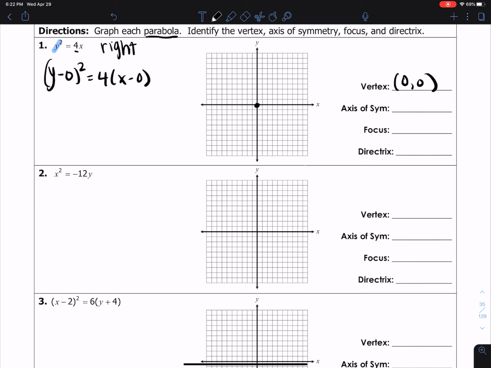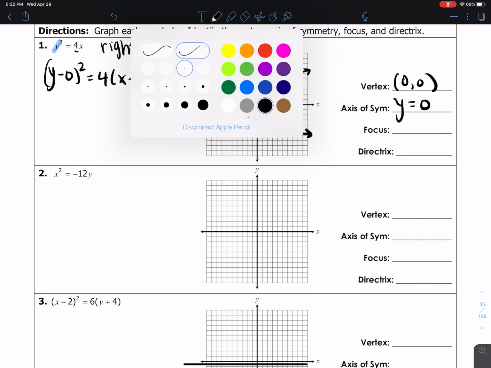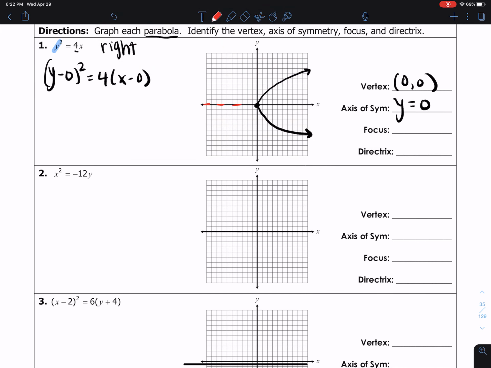So we have the vertex at 0, 0. That means the axis of symmetry is at y equals 0, because our parabola is going to be opening this direction. So the axis of symmetry is going to be here, because that's the line that splits it in half. Horizontal lines are y equals, vertical lines are x equals, because all of the points on this line right here, the y value is 0. So that's why it's y equals 0.